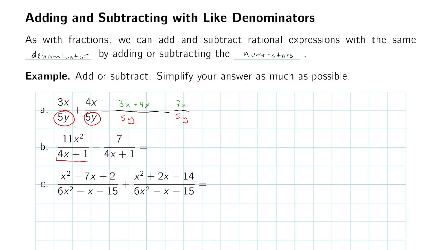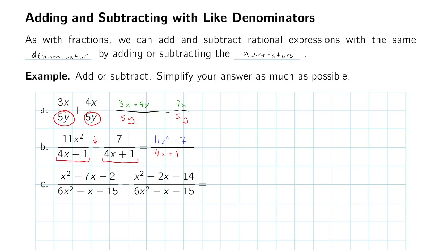This next example, again, we have the same denominator, 4x plus 1. Notice we're subtracting. So we can do this subtraction. We'll end up with that same denominator, 4x plus 1, and then we'll just subtract the numerators. So 11x squared minus 7. And those are not like terms, right? 11x squared and 7. Not like terms, I cannot combine them. So now I'm done doing subtraction.